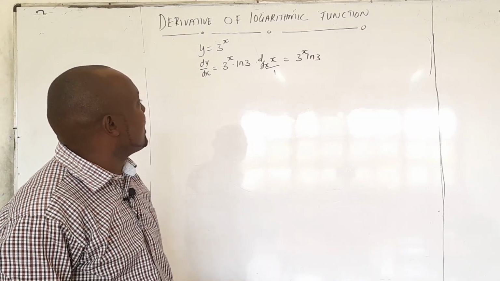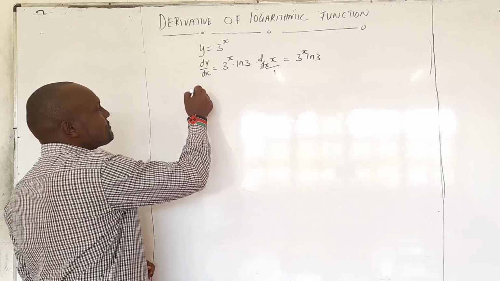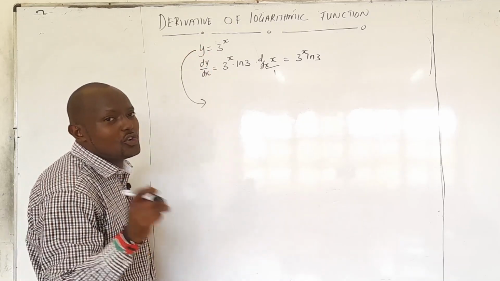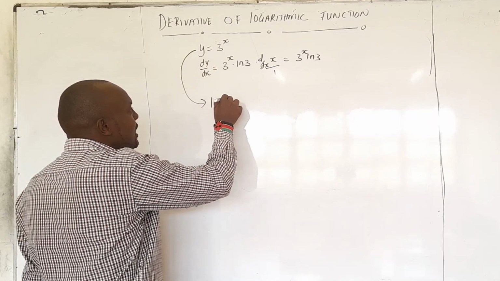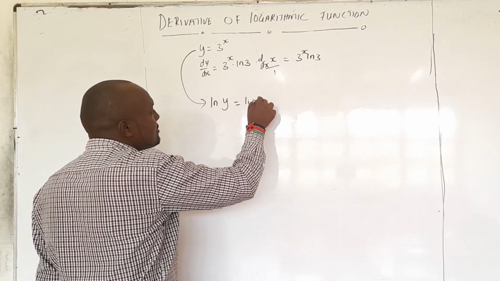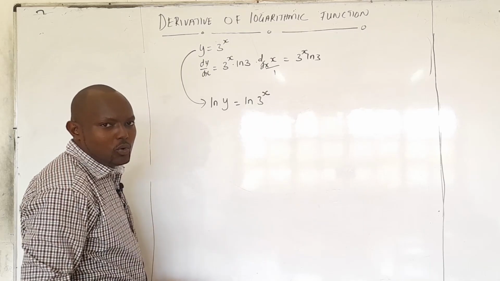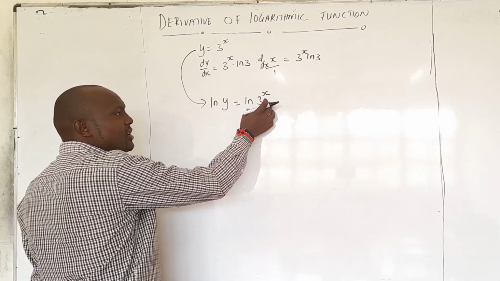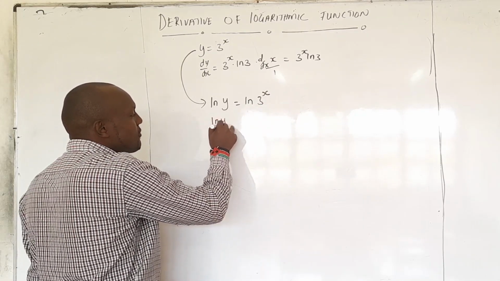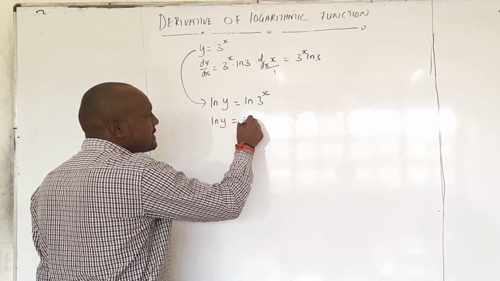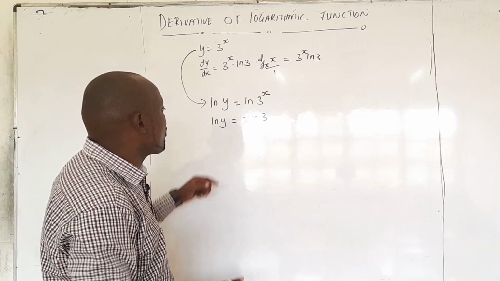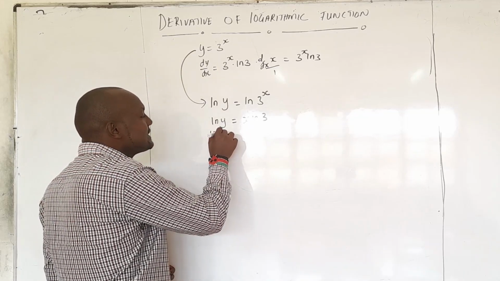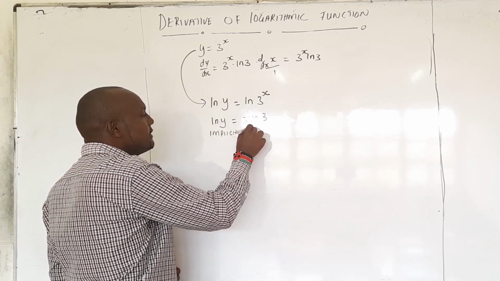But in this equation, again, you can introduce logarithm. Let me introduce natural logarithm on both sides, natural logarithm of 3 to power x. What happens with this one? Based on the rule of indices, natural log of y will be equals to x natural log of 3. And in this case now, we can do what we call implicit differentiation.